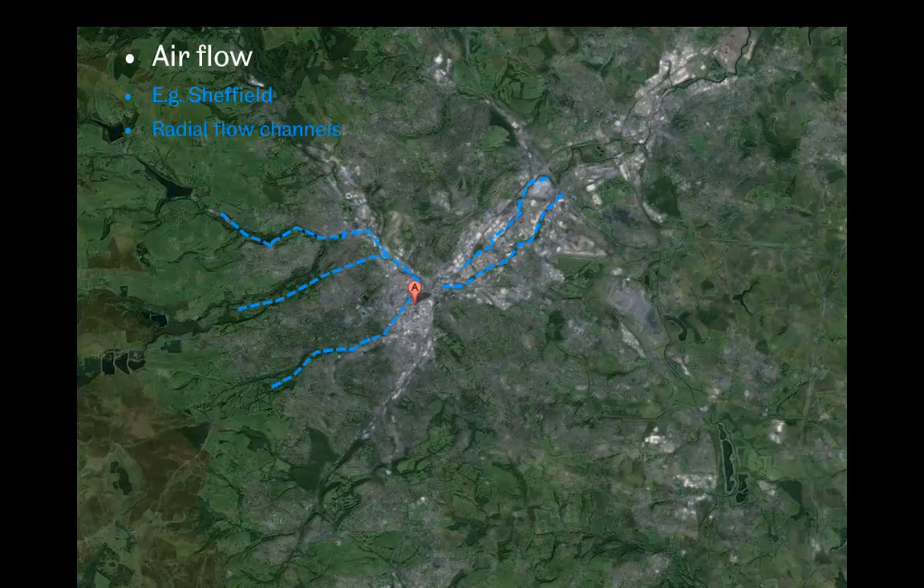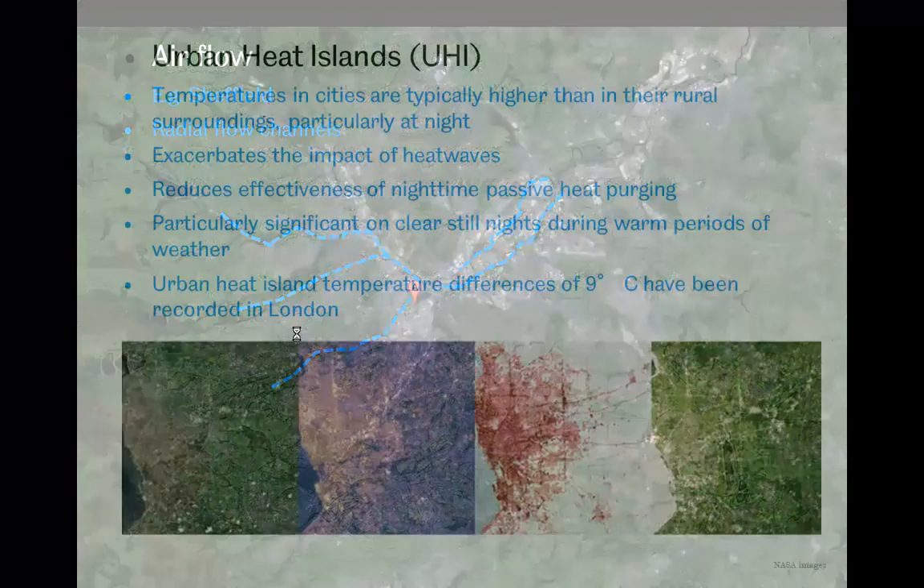Now, what we find in Sheffield is we've got radial flow channels. So the blue dotted lines are the radial flow channels that we have in Sheffield. And the ones on the left, on the west of the city, are particularly affected because they're flowing from open countryside. The ones on the right, they are effective, but they're flowing more in sort of urban corridors from urban areas. So they're probably slightly less effective. But certainly these blue ones are effective on the left.